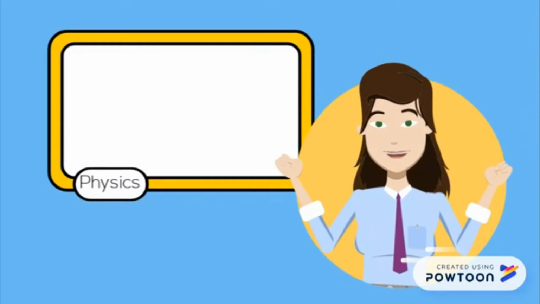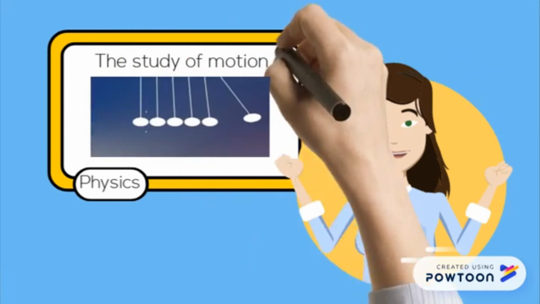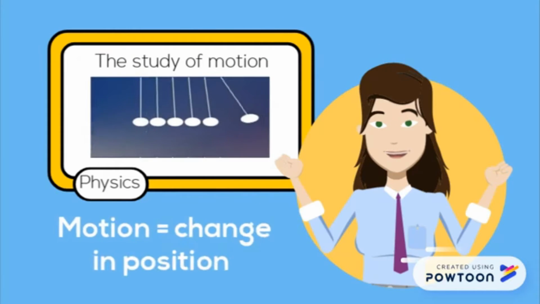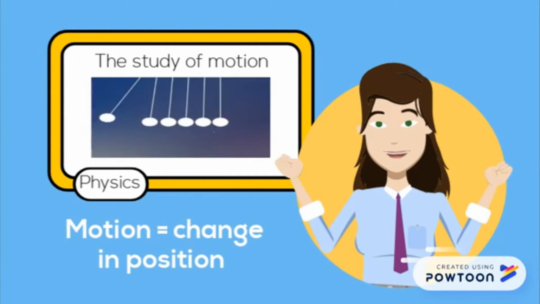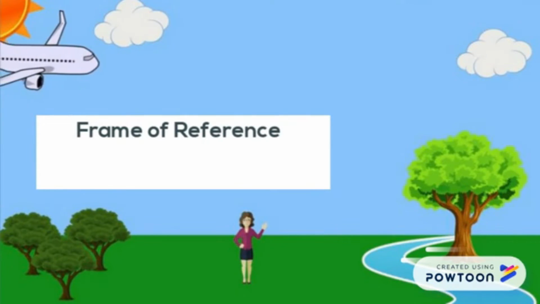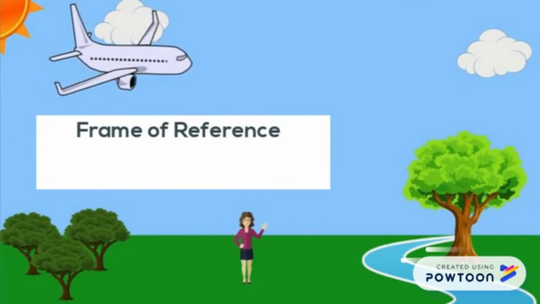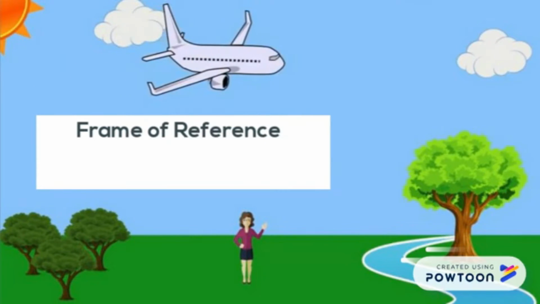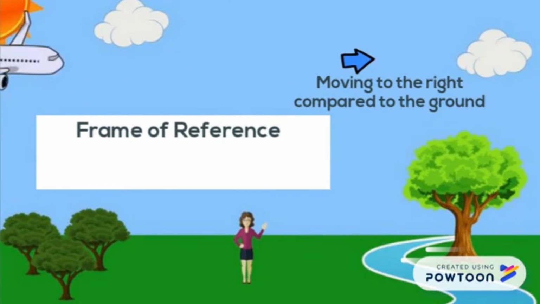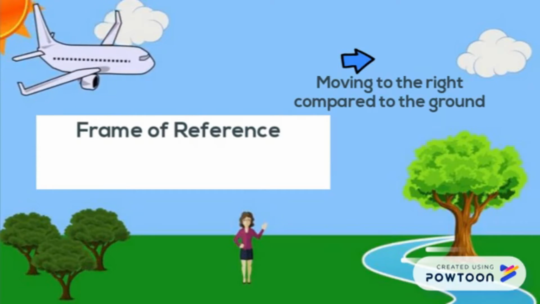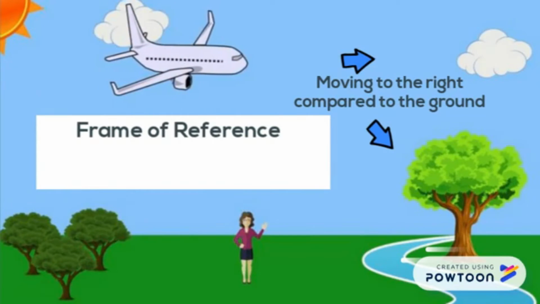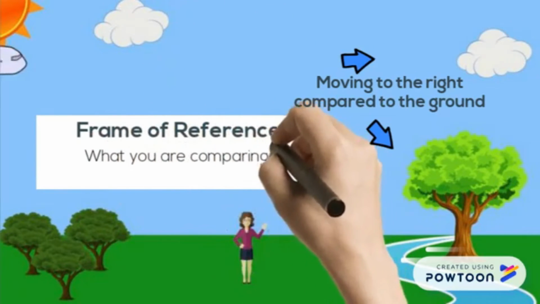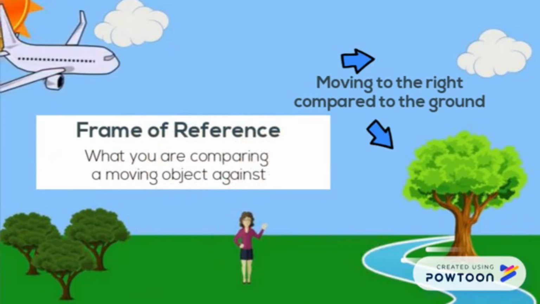Welcome to the physics unit. Physics is the study of motion. But what is motion anyway? Motion is a change in position. To know if you're moving, you need a frame of reference. A good frame of reference is an object that is not moving. For example, you know this plane is moving to the right by comparing it to the items on the ground, like this tree. A frame of reference is whatever you're comparing a moving object against.